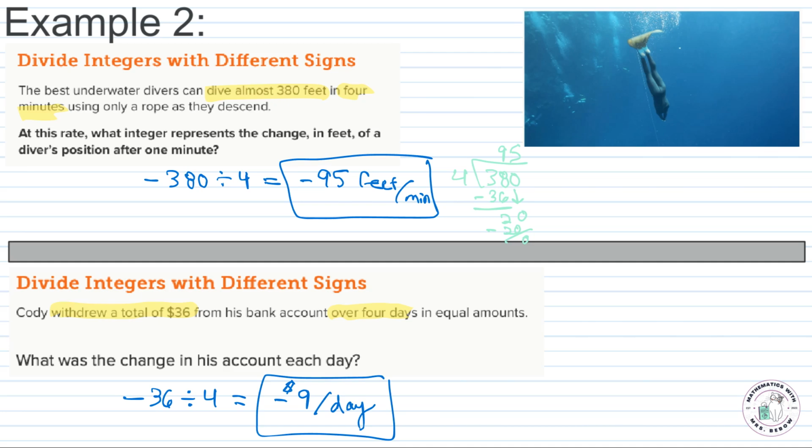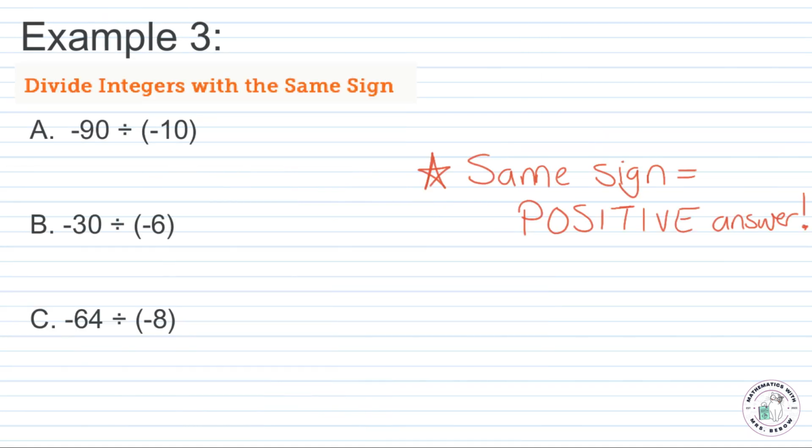Okay, we just looked at examples where we have different signs, but what happens if we have the same sign? Same sign means a positive answer. Again, same rules that we saw when we were multiplying integers. So dividing integers with the same sign is super simple: it's a positive answer. Negative 90 divided by negative 10 is going to be a positive 9. Negative 30 divided by negative 6 is just a positive 5. Negative 64 divided by negative 8 is going to be a positive 8. So same sign, positive answer.